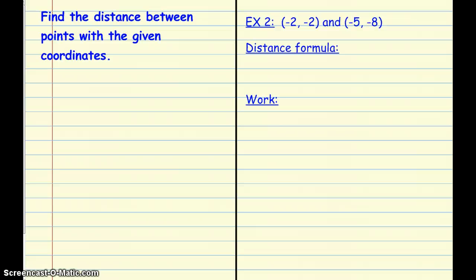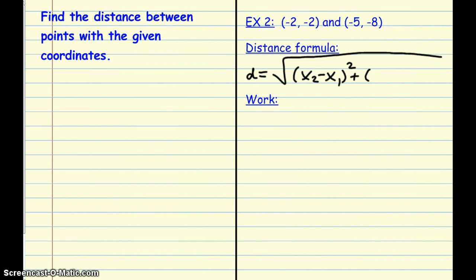So let's take a look at a second example. Same thing with the last one. We're going to write our distance formula first. And what is that? D equals this long square root. We're going to subtract the x coordinates, square them, and we're going to add after we subtract the y coordinates and square that. So again, it doesn't really matter which coordinate pair you pick as your first one and your second one. Just to keep things easy, I'm going to leave this as my first coordinate pair and my second coordinate pair.